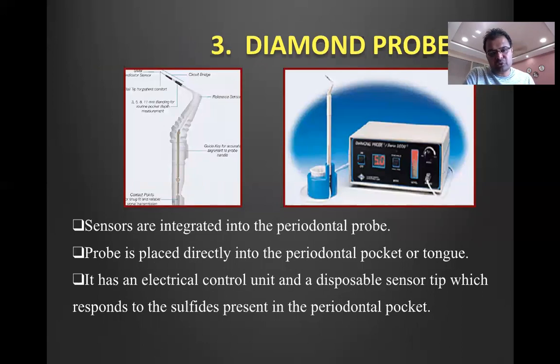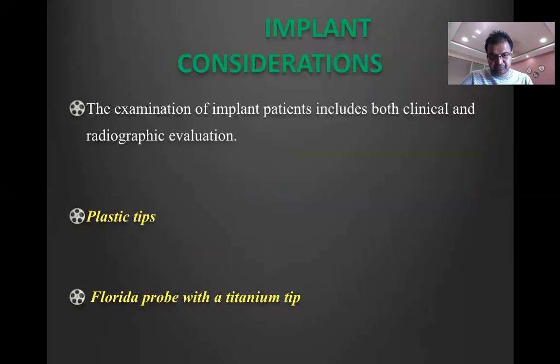One more tool to measure halitosis was the diamond probe, known as the diamond probe. It doesn't have any diamonds per se. Again, it measures the various degrees of volatile sulfur compounds. One more device.